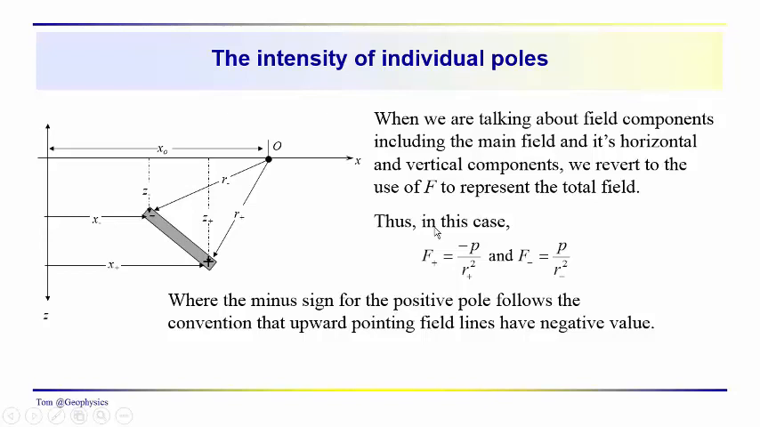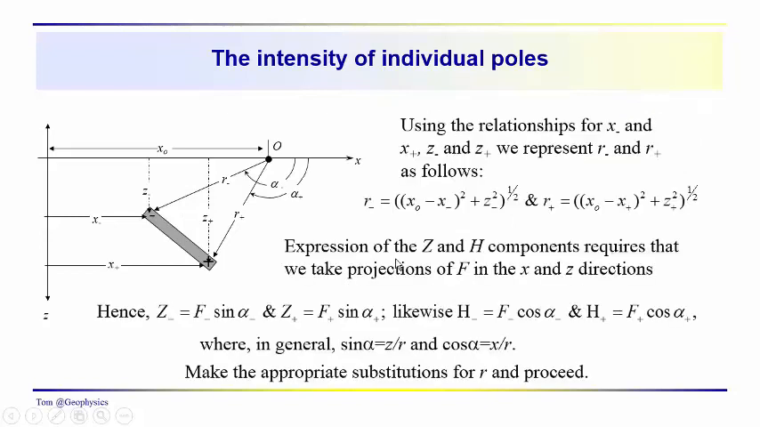So in this case, we have the magnetic field intensity from the positive pole equal to minus p over the distance to the positive pole, squared. Remember, upward pointing vectors are negative. The magnetic field intensity associated with the negative pole is positive, the pole strength over the distance squared. So just keep the conventions in mind as we work through this.